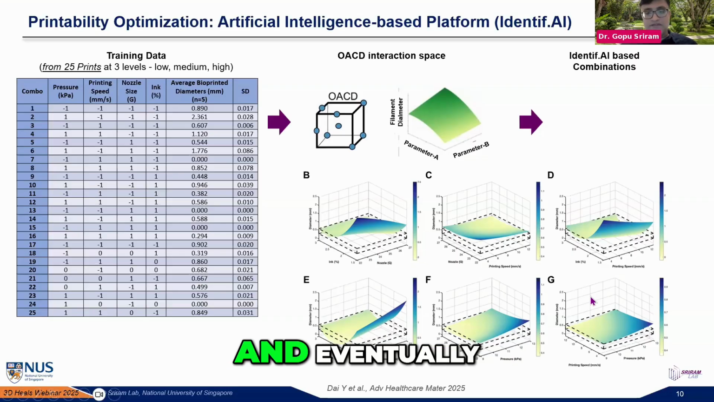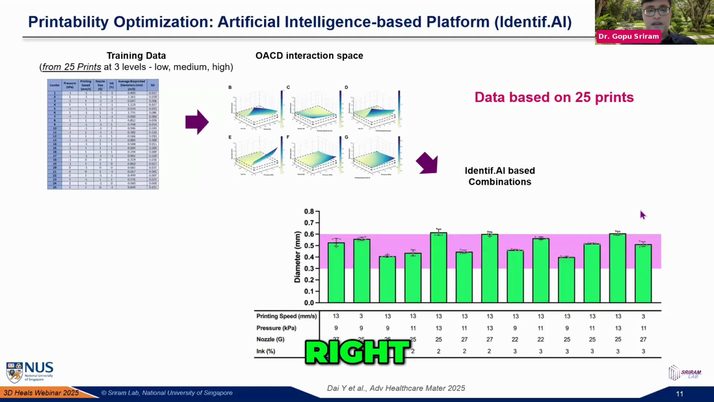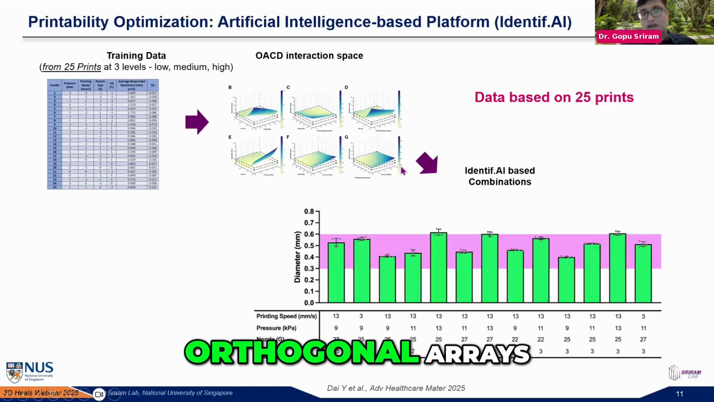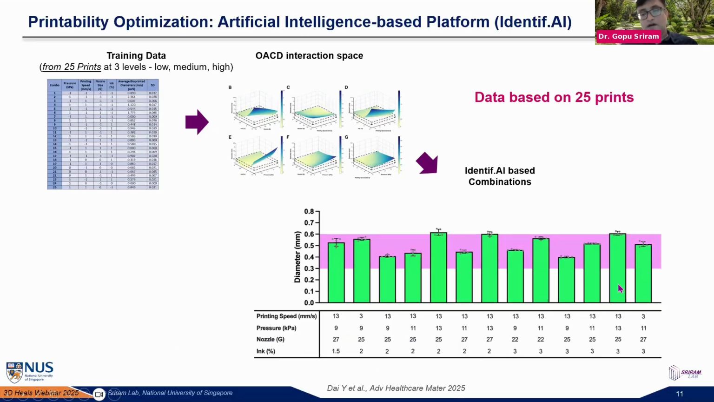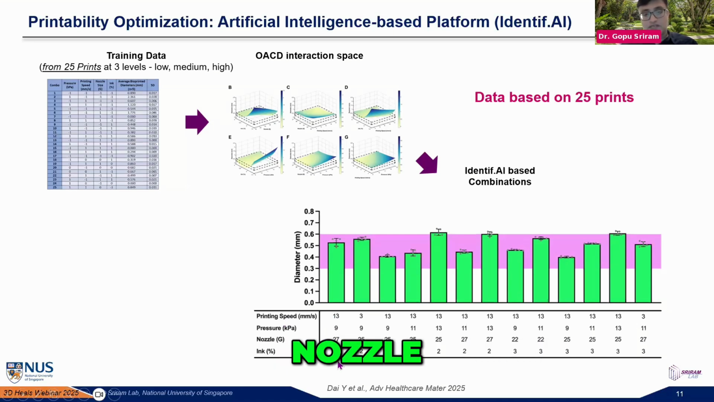It interacts and reads through all these different data sets across these six orthogonal arrays, and eventually it ranks the top 10 or top 20, depending on what we are asking it to provide, right? So here, from these 25 prints, we have these 6 orthogonal arrays, and that gave us 13 top-ranked printing parameters for the printing speed, printing pressure, nozzle, and the ink type to be used, right?